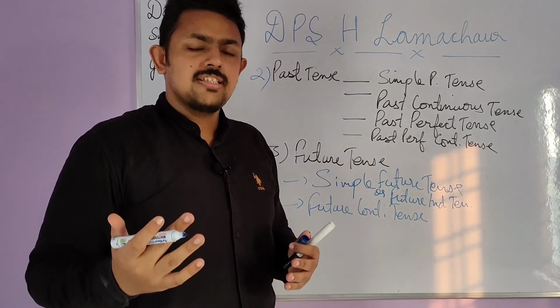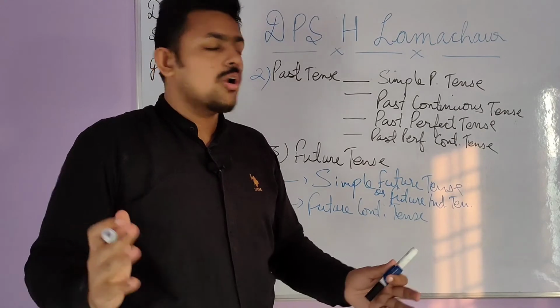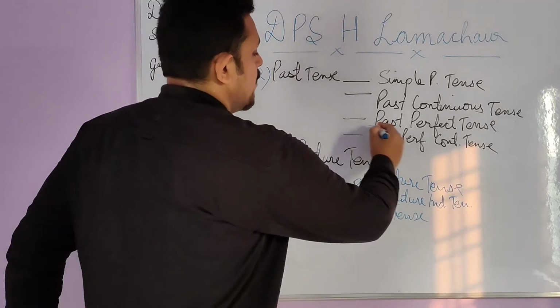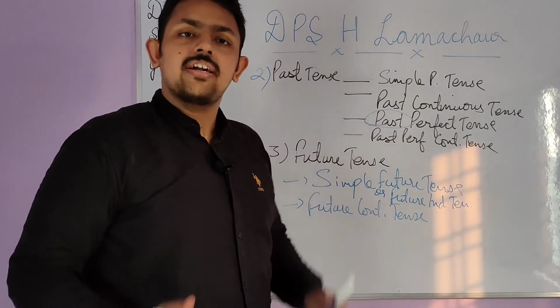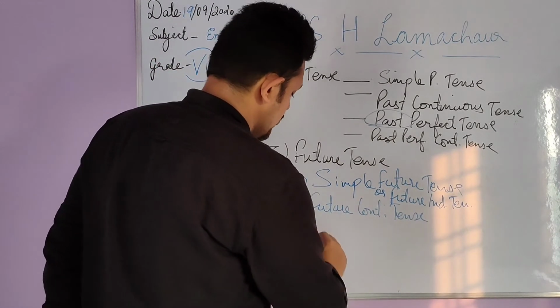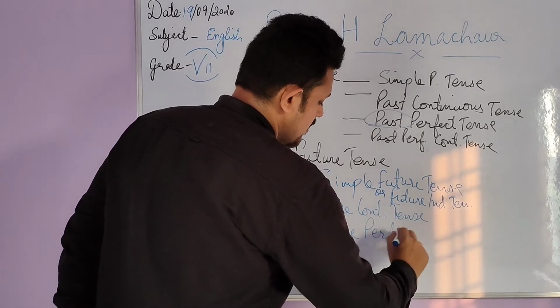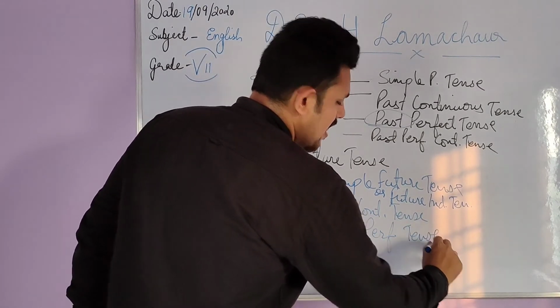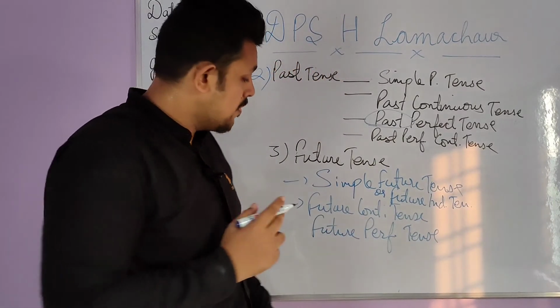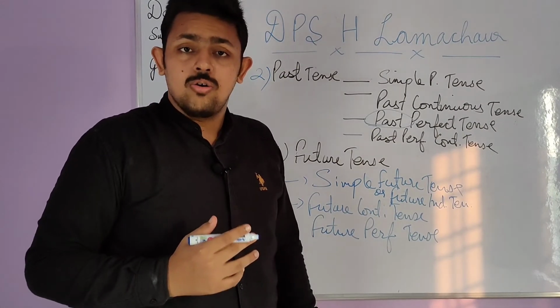Third will be, drum rolls should be there. Any confusing thing? Any surprise? Not at all. What will be the third form? Future perfect tense. And last, a surprise is there. What will be the last tense? Future perfect continuous tense.